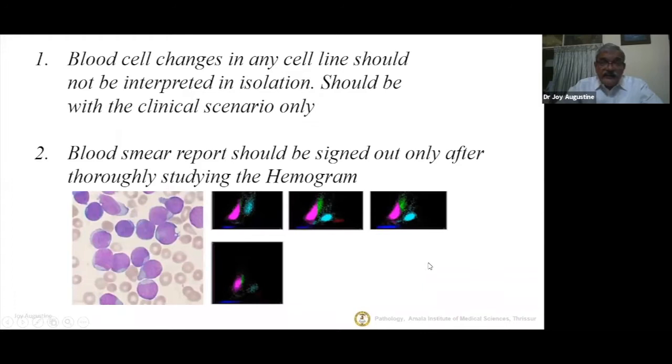First of all, we'll go to two rules of reporting a blood smear. Now, blood cell changes in any cell line should not be interpreted in isolation. It should be with the clinical scenario only. This is very, very important. Then the blood smear report should be signed out only after thoroughly studying the hemogram, because the hemogram will give you certain clues which you may not have seen in the first place, and may make you look at the smear once more. So these two points are very, very important.